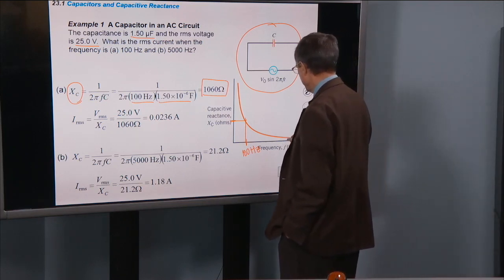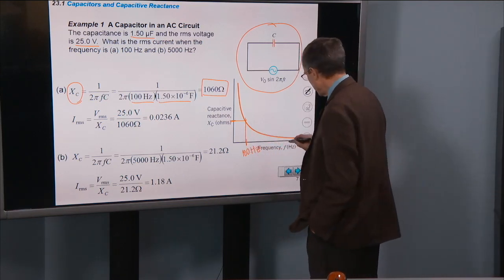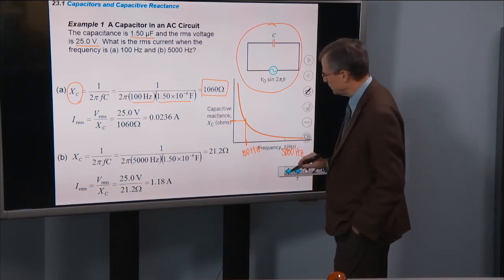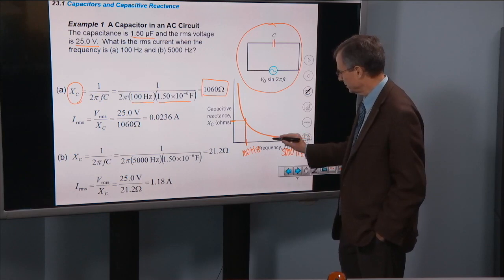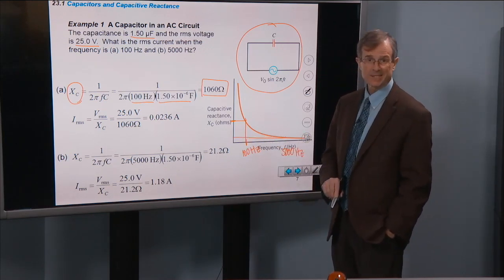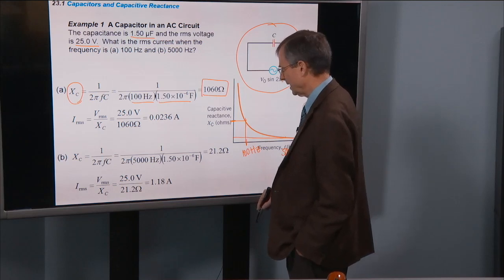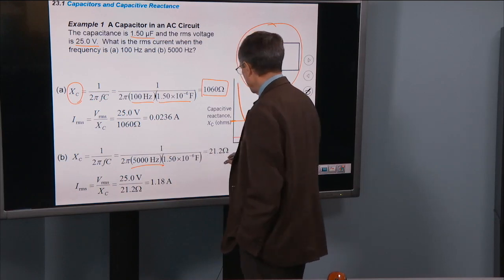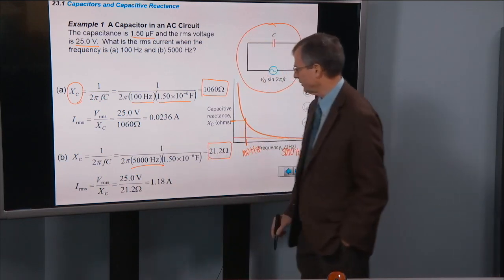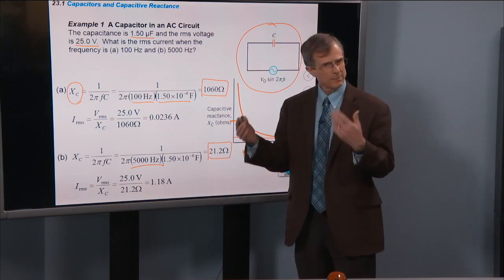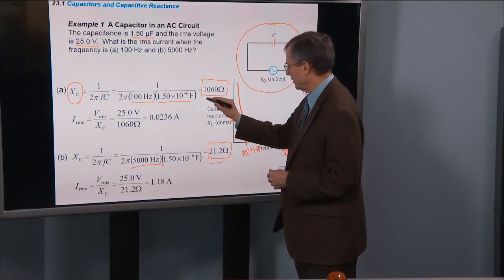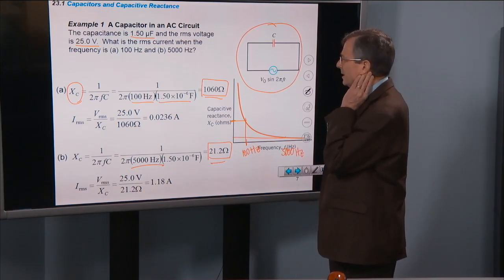Let's do the same thing for 5,000. So I haven't drawn this actually to scale, but if we're out at 5,000 hertz here, then we can expect a smaller capacitive reactance, X sub C. And sure enough, we get a smaller one. We put in a bigger number for the frequency and the same for everything else, and we get a smaller capacitive reactance. Again, measured in ohms, same as resistances are. This number is smaller than that number. Perfect.